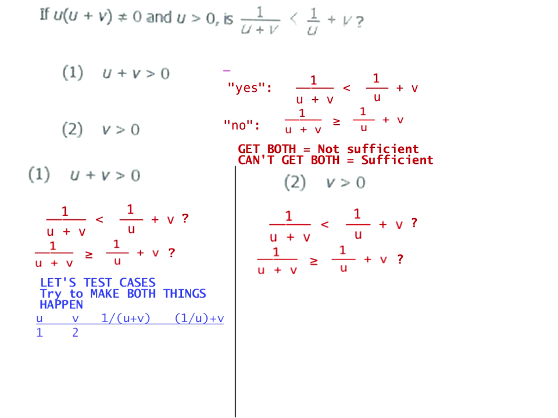All right, U is 1, V is 2. That'll give us 1/3. And this will give us 1 plus 1/2. So this is definitely a less than. Once we have that, what is our only goal in life? What are we trying to do?